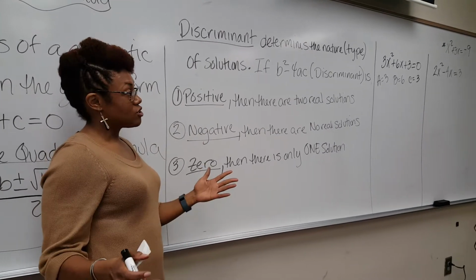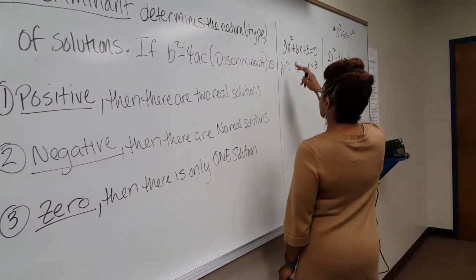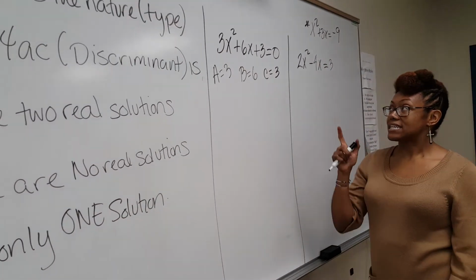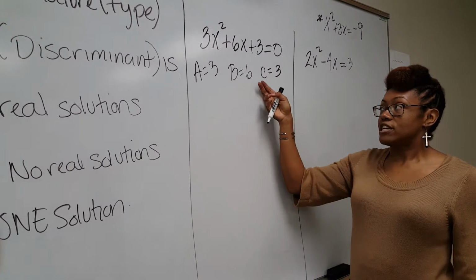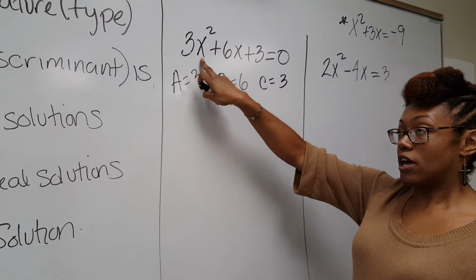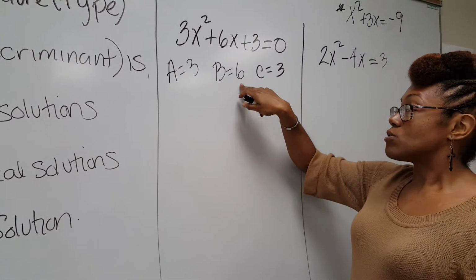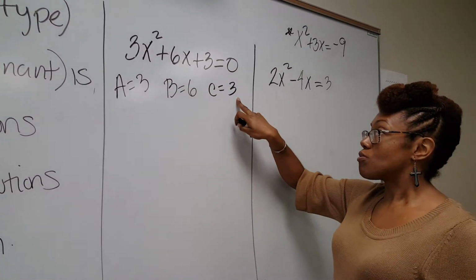So, what better way to do it than by example? I have 3x squared plus 6x plus 3 equals 0. I've already labeled each of my coefficients. So a would equal 3 because it's listed before the x squared. b would equal 6 because it's in front of this x. And c would equal 3.